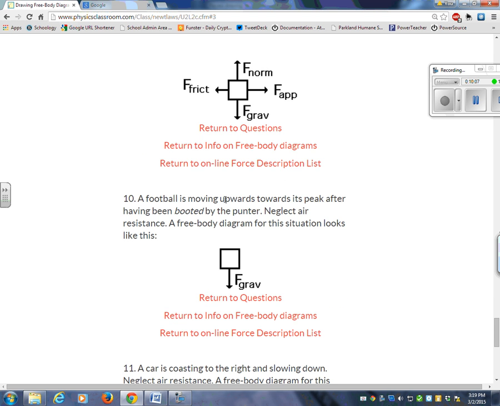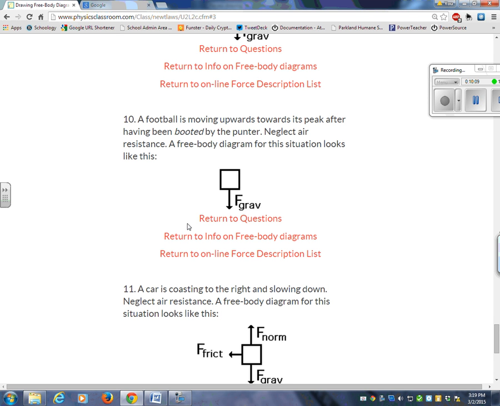Okay, here's the one that always causes some argument. A football is moving upwards towards its peak after having been booted by the punter. Rich, looks like I dedicate this question to you. Was I? One of these punter questions last year you're supposed to dedicate to me. I had a concussion. I don't remember last year. Okay, this is known as the Steve DeRose question. So anyways, Steve, old knowledgeable one, how come gravity is the only force?